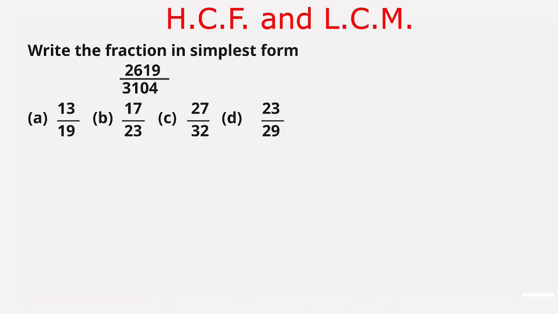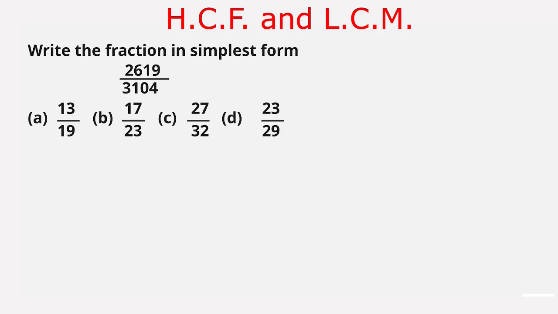We know that the numerator is an odd number and the denominator is an even number. So this is not divisible by 2. The sum of the digits of the numerator is divisible by 3 and 9. 2 plus 6 is 8, plus 1 is 9, plus 9 is 18. This is the sum of the numerator. But the sum of the digits of the denominator is 3 plus 1 is 4, plus 4 is 8. So it is not divisible by 3 or 9. It means that some prime number divides both numerator and denominator.